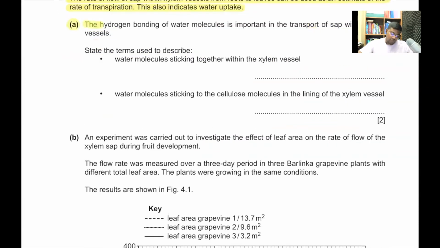Part A. The hydrogen bonding of water molecules is important in the transport of sap within xylem vessels. State the terms used to describe water molecules sticking together within the xylem vessel. So water molecules sticking together within the xylem vessel will be cohesion. Water molecules sticking to the cellulose molecule in the lining of the xylem vessel. All right, so basically when water molecules stick with the cellulose molecule, we call it adhere. So it adheres to it. So it's going to be adhesion.